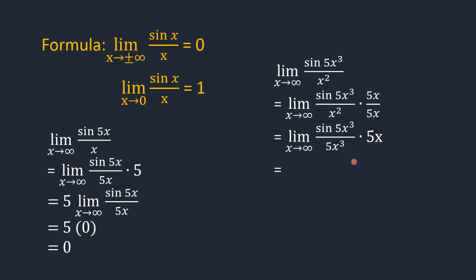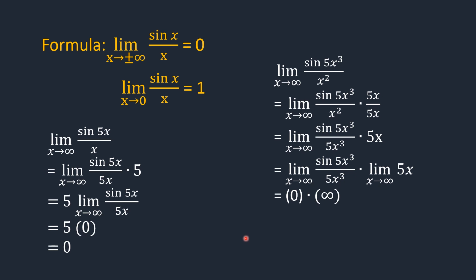Now we will write two separate limits for this. This is the first limit and this is the second limit for this. Now the value of this limit will be 0 according to this formula. So in the next step we will write 0, and limit of 5x as x approaches infinity will be, by putting x equals infinity, 5 into infinity, which will be infinity. Now 0 into infinity will be 0, and that is the answer.